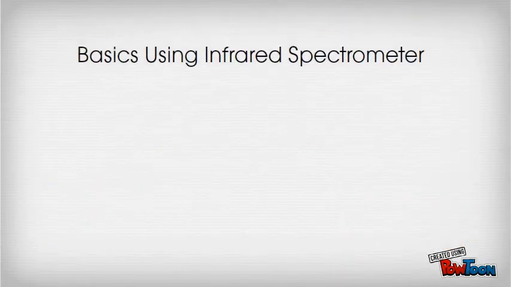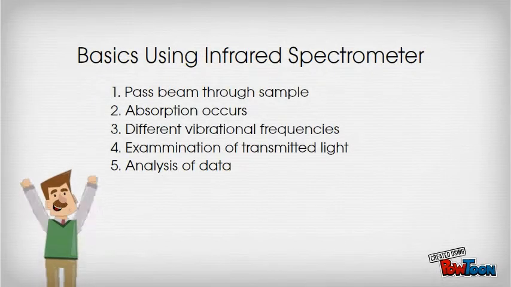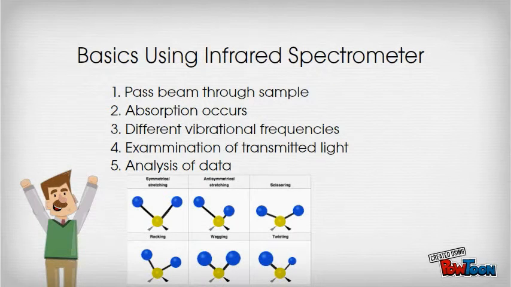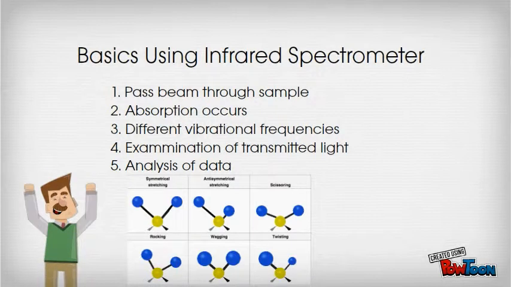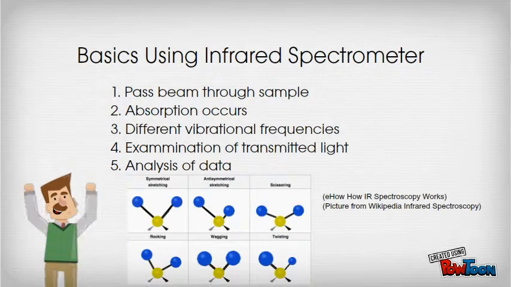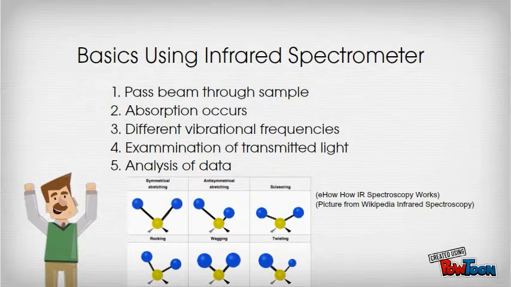How IR spectroscopy works using an infrared spectrometer. First, you pass a beam of infrared light through a sample. When the frequency of infrared light is the same as the vibrational frequency of the bond, absorption occurs. Vibrational frequencies include symmetrical stretching, antisymmetrical stretching, scissoring, rocking, wagging, and twisting. Examination of transmitted light reveals how much energy was absorbed at each frequency.